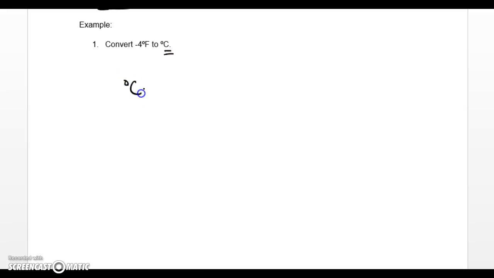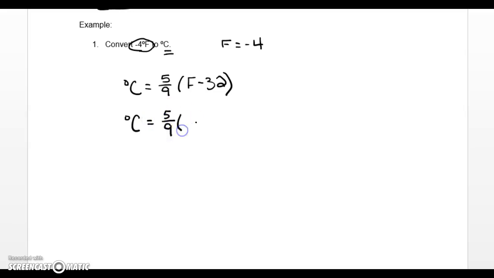So degrees Celsius is equal to 5 over 9 times your degrees Fahrenheit minus 32, in brackets. I always start off by writing my formula, and then I just plug in my numbers from there. In this example, we're given our Fahrenheit. Fahrenheit was equal to -4, so we're going to plug this into our equation. Whenever we see F, we're going to put in -4 instead. So we have degrees Celsius is equal to 5 over 9 times -4 minus 32.